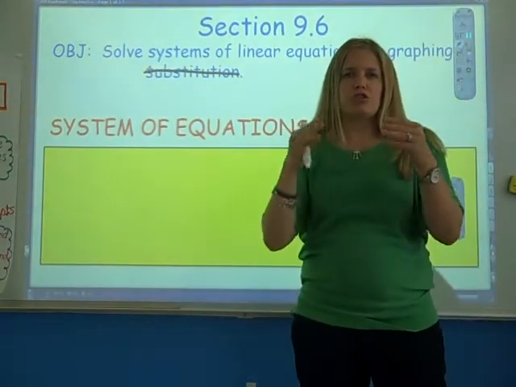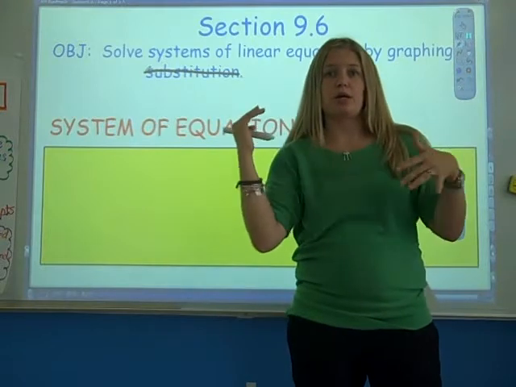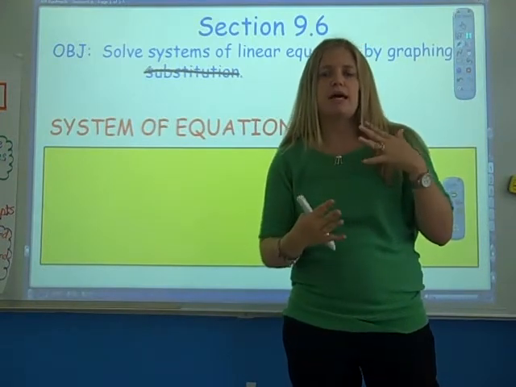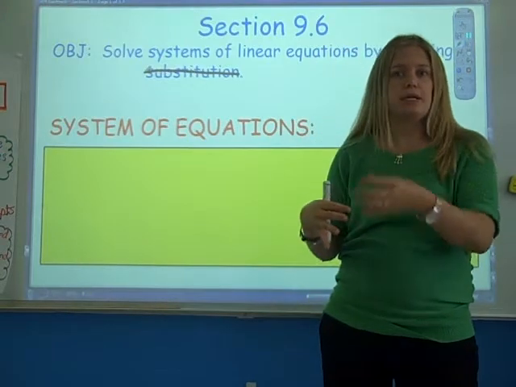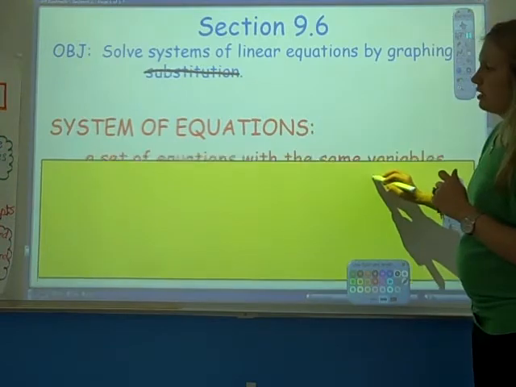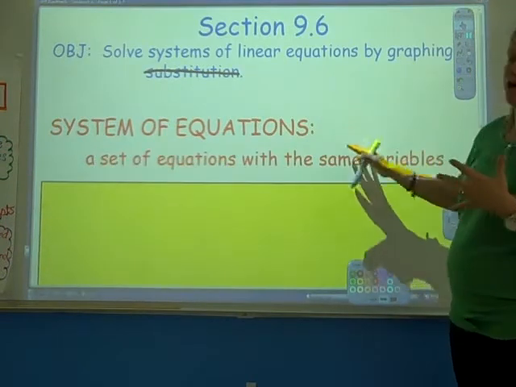What you're going to see is two equations. We're going to graph both of them. They're both linear, so they should both have straight lines. And we want to see what they have in common, to see what their common answer would be.